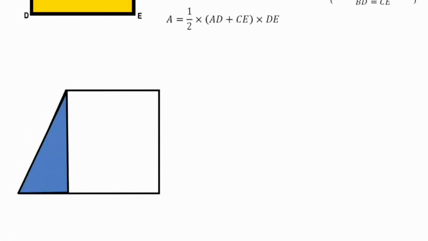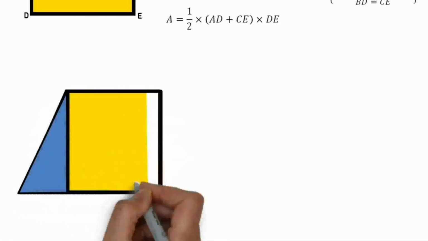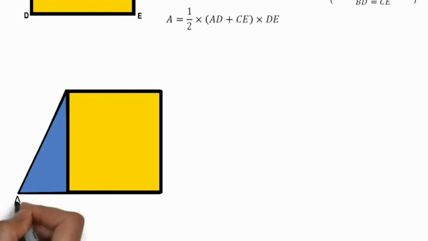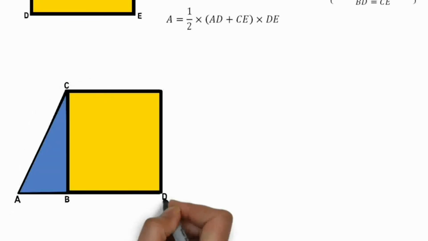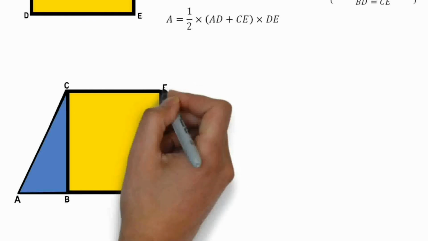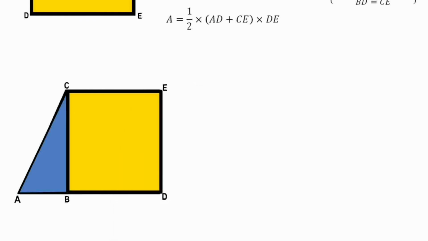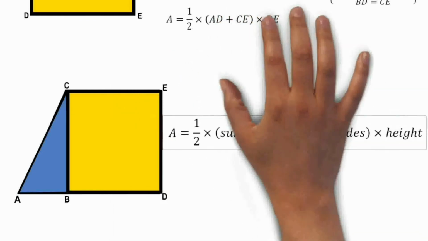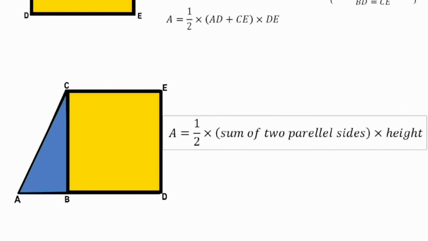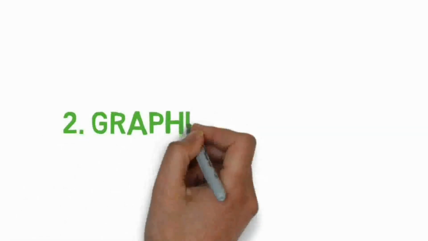To write this formula in general form, we will draw the trapezium like this. So here in this diagram, DE becomes the height of the trapezium. So from this we can write A is equal to half into the sum of two parallel sides, that is AD plus CE, into height, that is DE. Now we will move to the graphical method of the derivation.